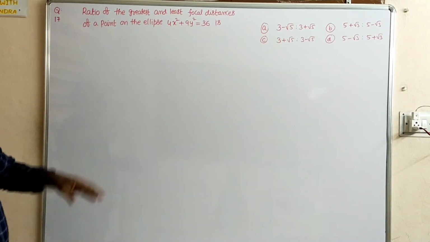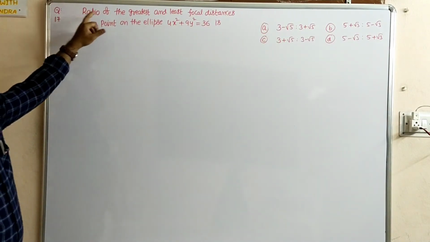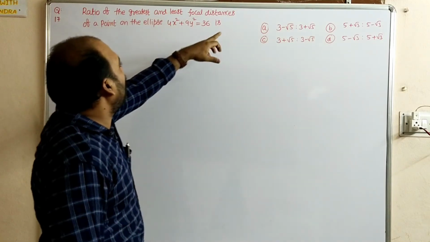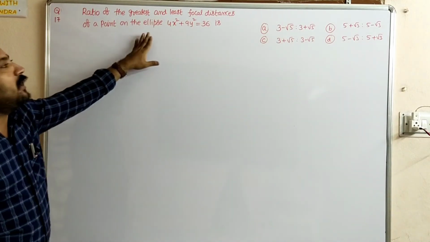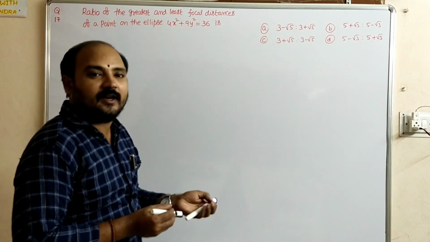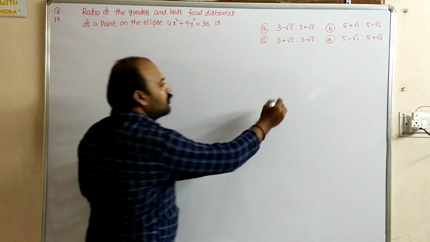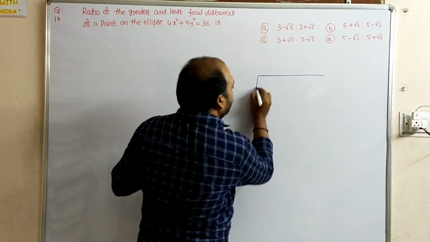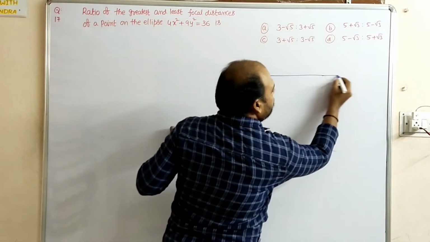Next question. This is a different concept. Ratio of the greatest and least focal distances of a point on the ellipse 4x square plus 9y square equal to 36. Here we have to know one important formula regarding this question.